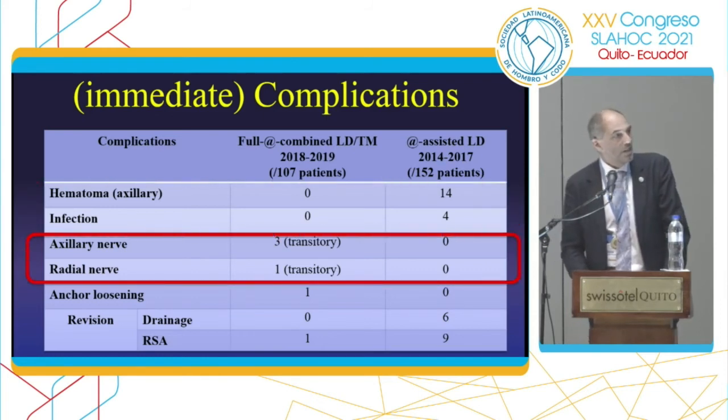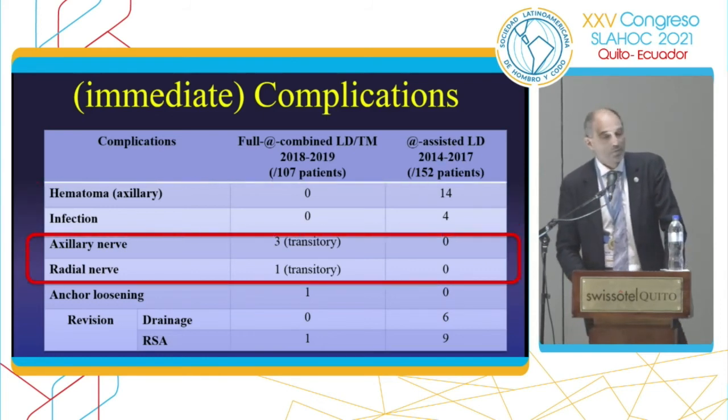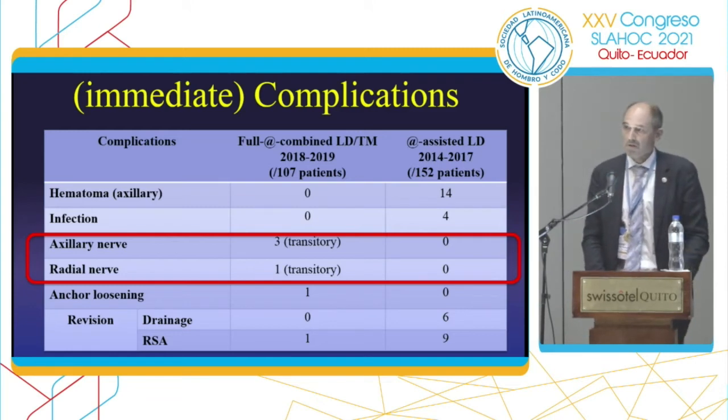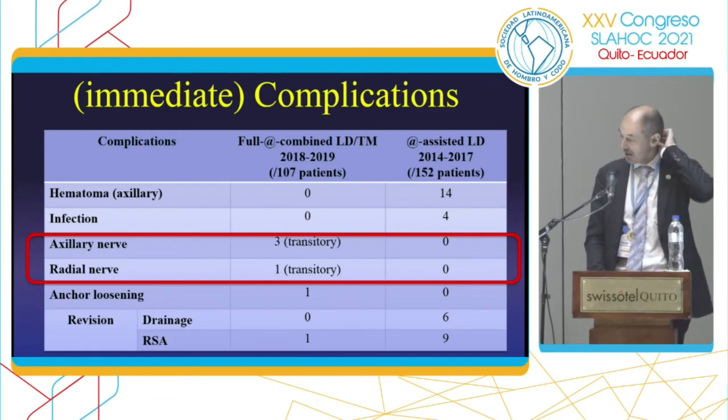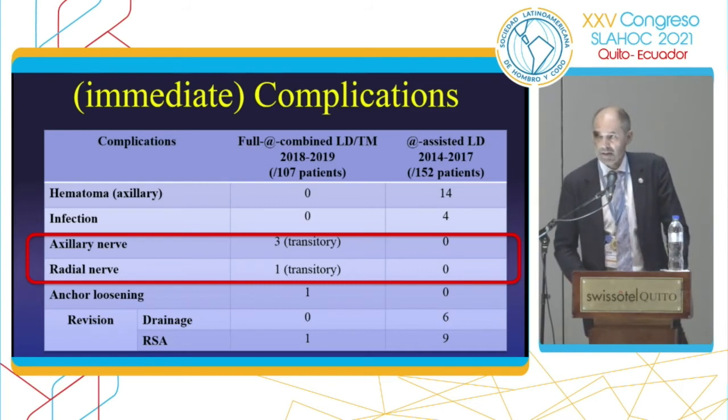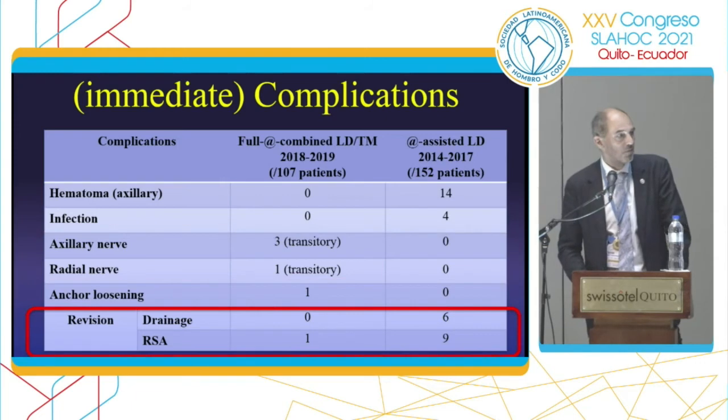On the opposite, I have 4 nerve lesions, but they were transitory. They recovered completely, and it was at the very beginning of my procedure, probably because I did not understand exactly where the triangular space and the quadrangular space were. It's very important to understand this difference. Finally, only one revision to reverse for the full arthroscopic combined technique, and lots of revisions with the assisted one.